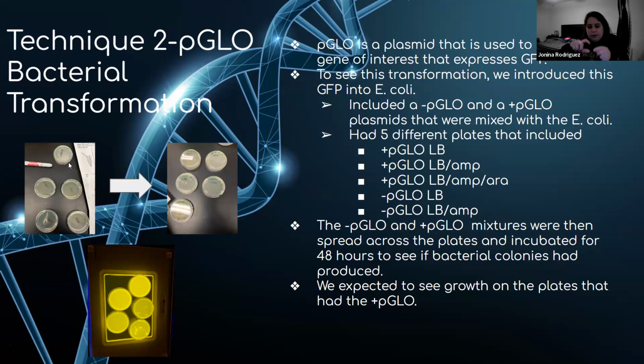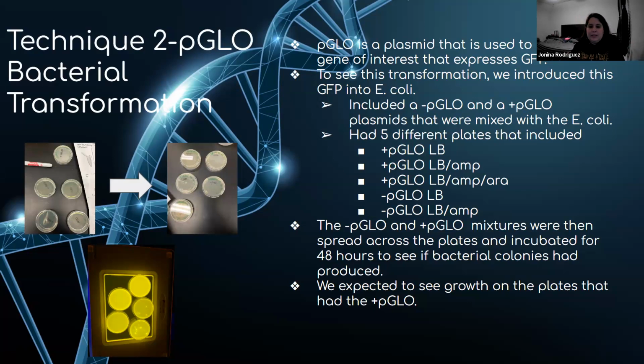And the way you actually had to do it was you took a little rod, you dipped it into either the P-glow, the negative P-glow or the positive P-glow, and then you took each little plate and you just went back and forth like this, horizontally, and then you went vertically, and you wanted to make sure to do it until it wasn't super shiny anymore, which means that you got it all over the medium inside the plate. And then what we did is we put all of them together, we stacked them, and we put them into an incubator for 48 hours to see if we would have any colonies produce.